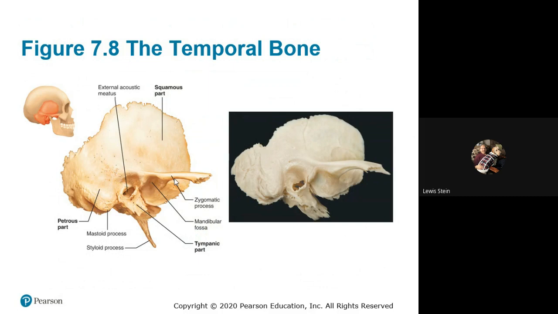On the inside, you've got this. So a meatus is not just an opening, it's a tunnel. So external, and therefore this is internal. And then lastly, there's an interesting little opening.